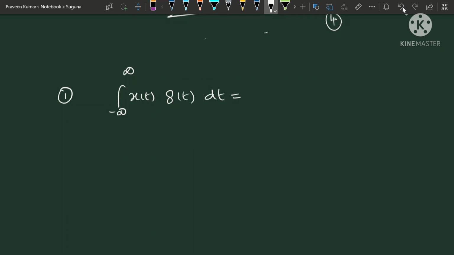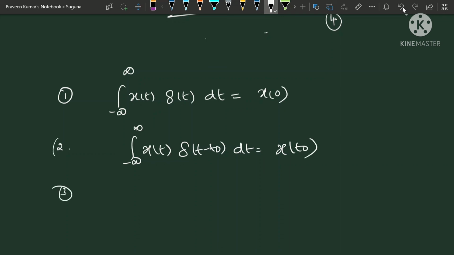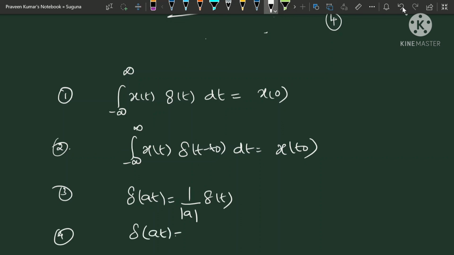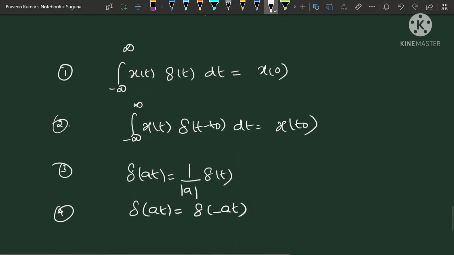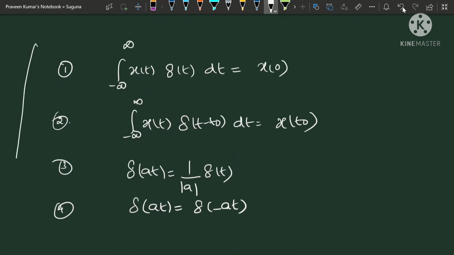The first property is integration from minus infinity to plus infinity of delta of t dt, and the second property is integration minus infinity to plus infinity of x of t delta of t minus t naught dt is equal to x of t naught. The third property is delta of at is equal to 1 by modulus of a delta of t. And the fourth property is delta of at is equal to delta of minus at. So these are all the properties of the impulse function.